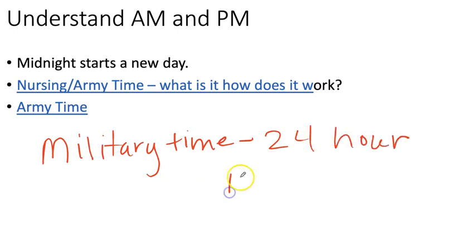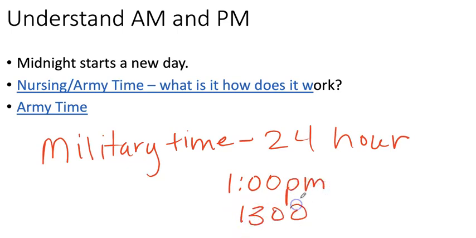So 1:00 p.m. will be said 1,300 hours. Have you ever heard that, 1,300 hours? We'll have dinner at 1,600 hours. Every time in the 24 hours has a different number. And that's really important in healthcare.